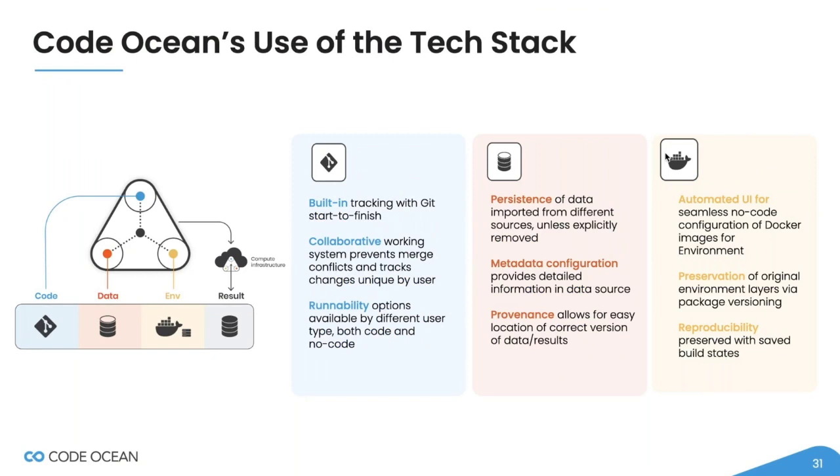When it comes to storing and accessing your data in CodeOcean, there is data persistence. When data is imported from different sources, it has to be explicitly removed by the original author twice in order to actually be deleted from your library. In CodeOcean for data, we have certain capabilities available for metadata configuration, which allows you to automatically, when creating a data asset, provide detailed information about the data source. Once again, this might include organism, data type, things like that.